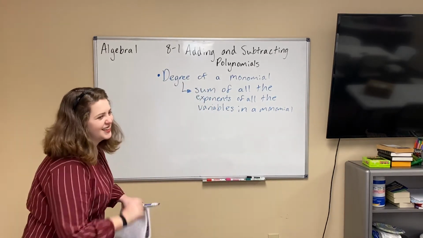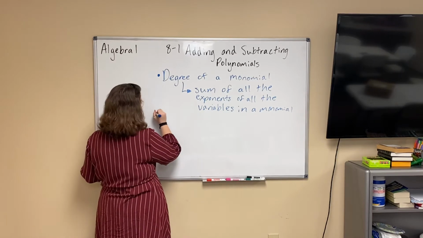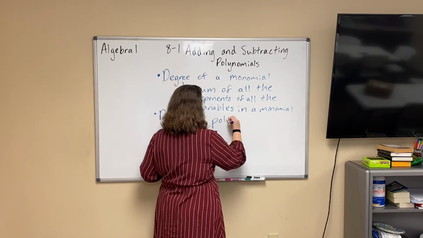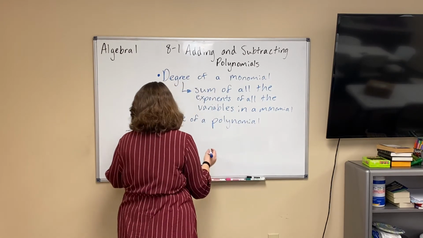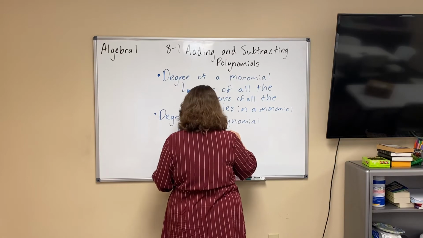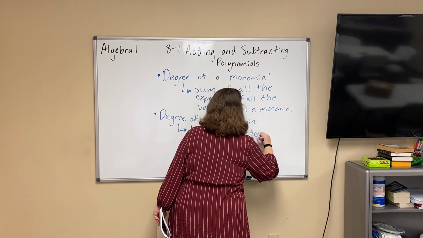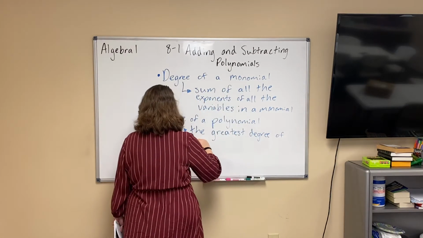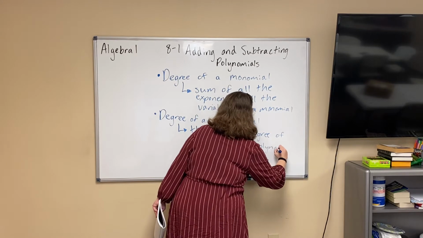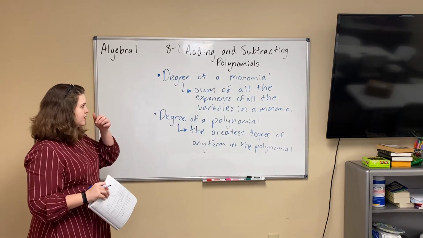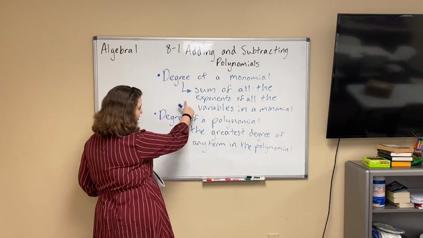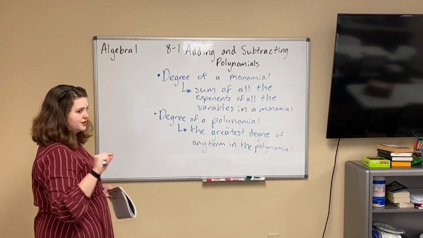But as we've seen already, they can have multiple terms. So when I say degree of a polynomial, what I mean is the greatest degree of any term in the polynomial. So instead of just adding all of the terms in a polynomial together, we're going to look for which one has the most. So we're still going to have to find the degree of each monomial and then figure out which one is the biggest, if that makes sense.